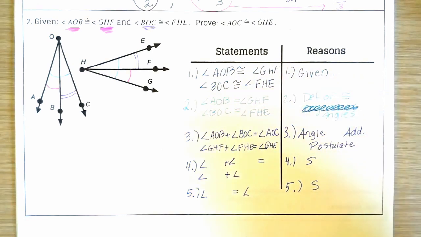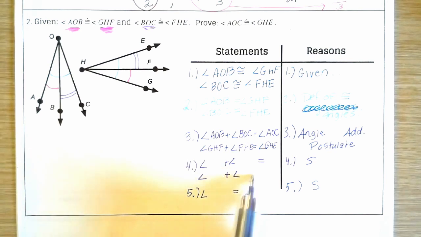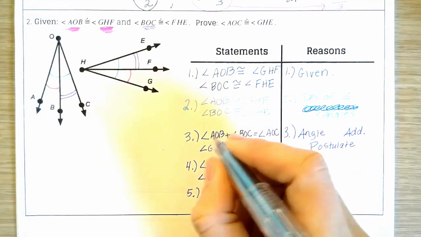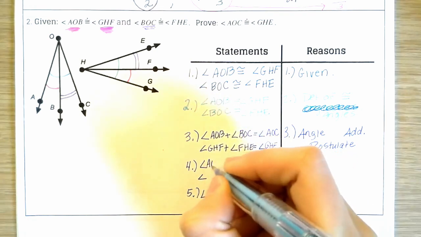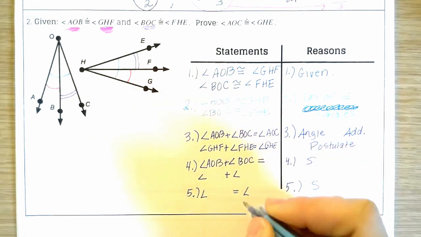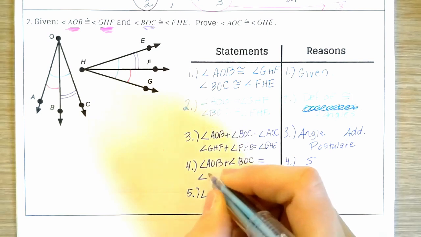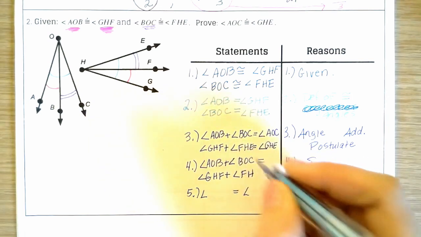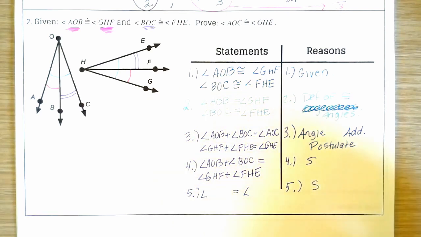Next step. What can I say next? Something about some other angles being equal. Ella. Angle BOC plus angle AOB equals, so the sum of these two, the AOB and the BOC, good, equals angle GHF plus angle FHE. She's right. Why is she allowed to say that the sum of these is equal to the sum of these? Why is Ella allowed to say that?